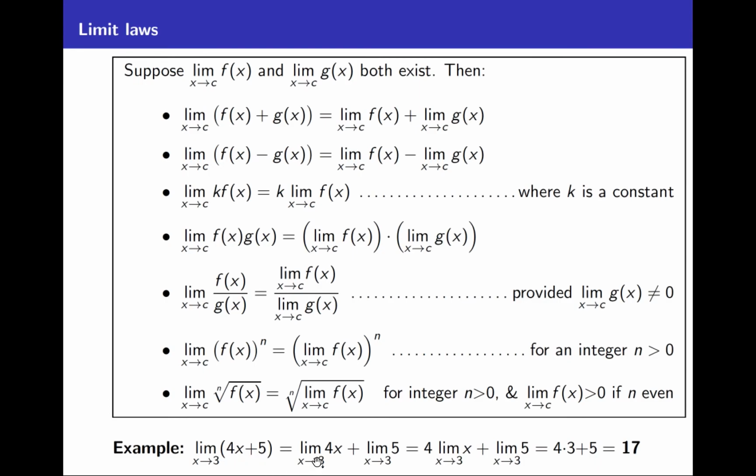Even before breaking this down with limit laws, it's pretty clear that as x gets closer and closer to 3, 4x plus 5 is getting closer and closer to 4 times 3 plus 5, which is 17. But the point is, if you needed to, you can apply these limit laws to break complicated limits down into simpler pieces and get an answer from that.